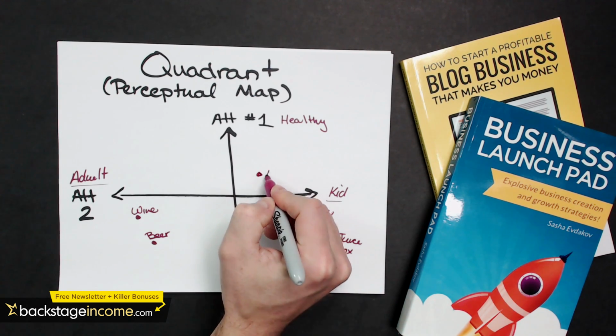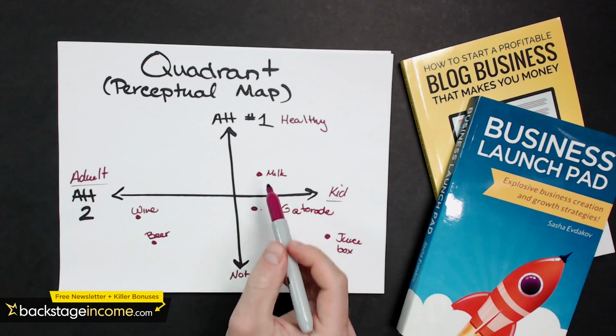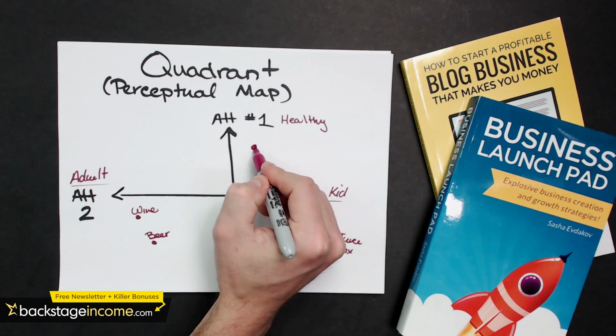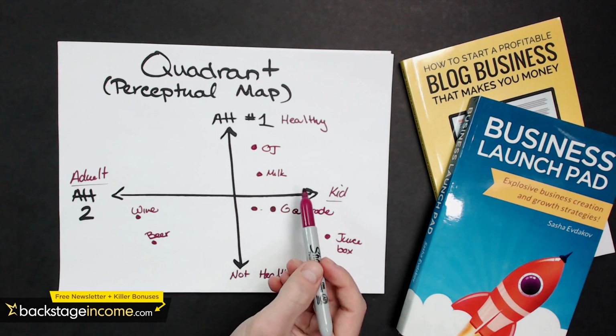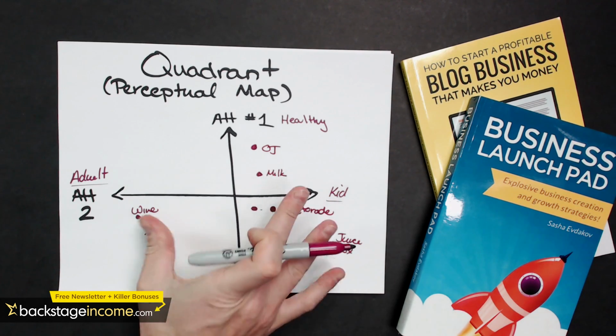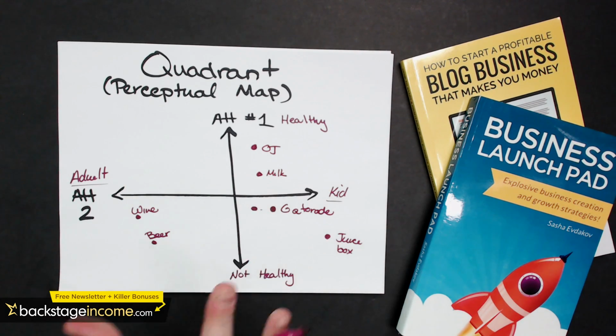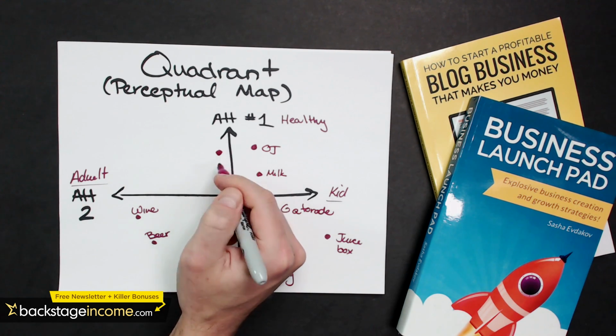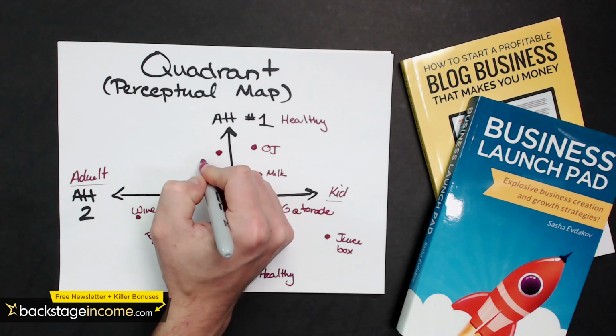You might have milk over in this area, where it's a little kid-friendly, but also a little bit healthy. Orange juice could be even more healthy, but also kid-friendly and oriented. And again, these aren't specific or exact areas that are perfect, but it'll just give you a rough idea, and especially if you start seeing gaps, which I'll show you here in a second.